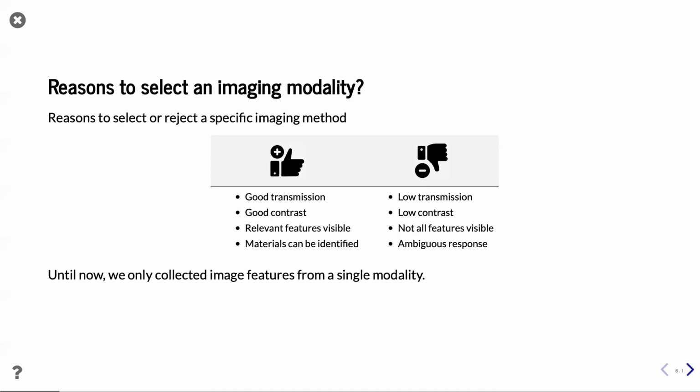It can also be that not all relevant features are visible. So then we actually hide some information if we use the wrong modality. And of course, also ambiguous response, that same thing: different things respond with the same gray value. So that's also a low contrast case.